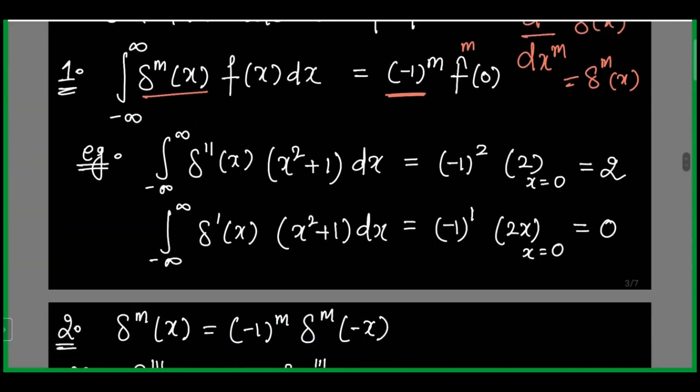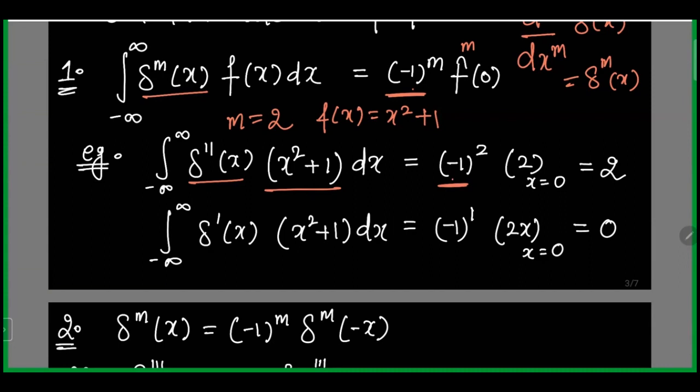Let's understand with an example, which I always enjoy rather than talking about general formulas. You see here δ''(x), which means the value of m is 2, so you are differentiating your delta function 2 times. And your f(x) is x² + 1, integrated with respect to x. So what is it equal to? (−1) raised to the power m. Since m is 2, I will raise it to the power of 2.